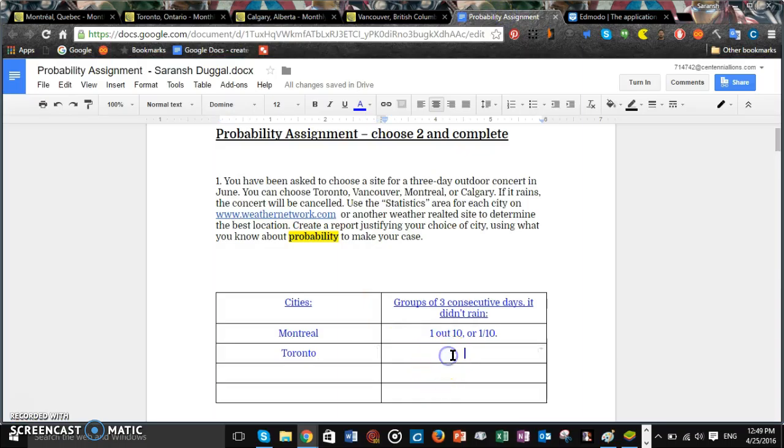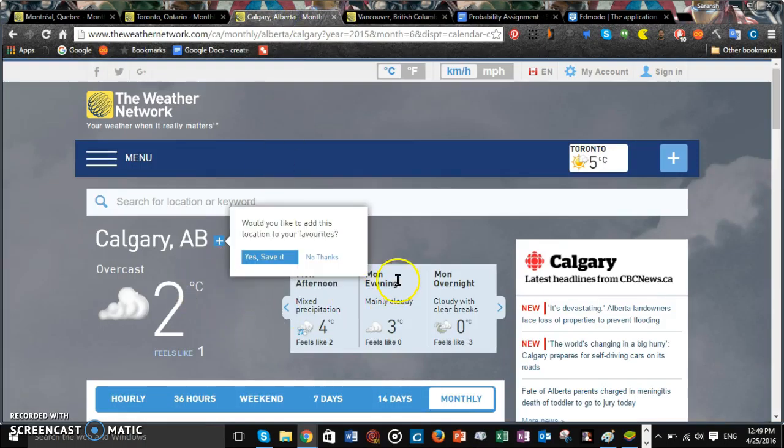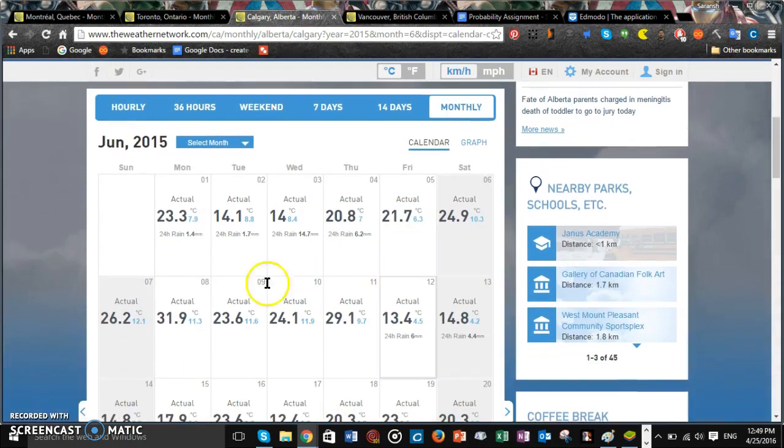In Toronto, 3 out of 10. That means there are 3 groups of 3 consecutive days it didn't rain in Toronto during last year's June. Now let's do Calgary. Now let's go on there and scroll down.